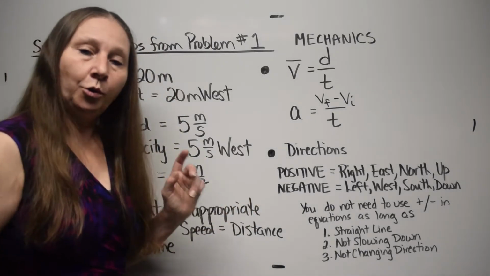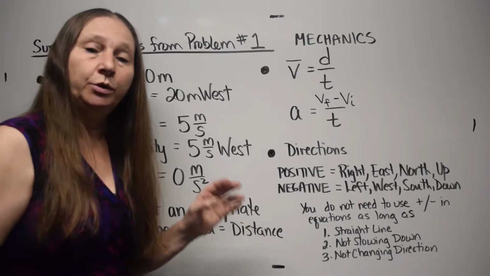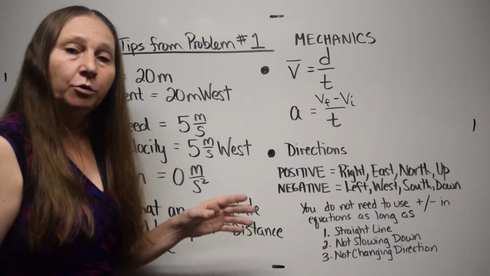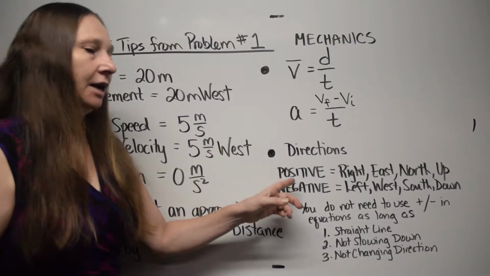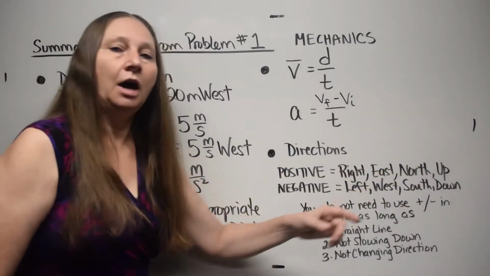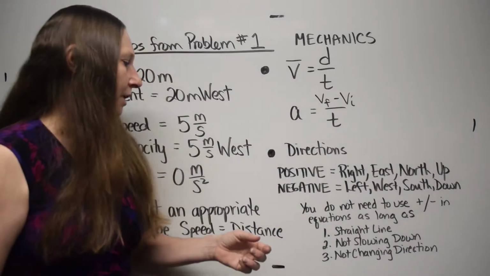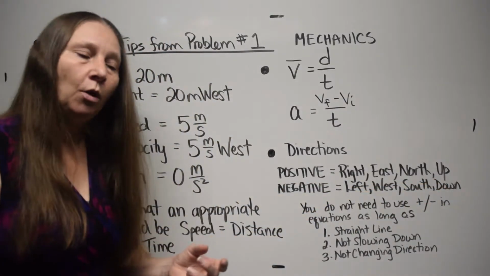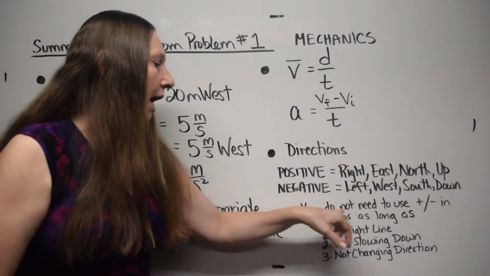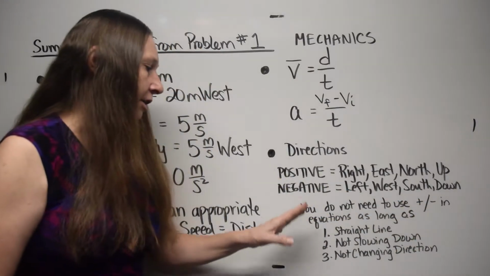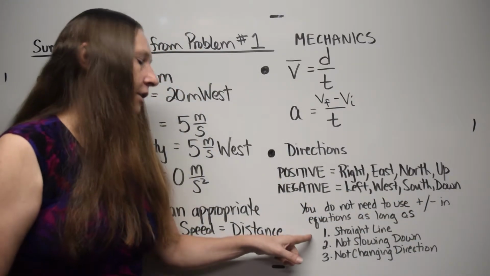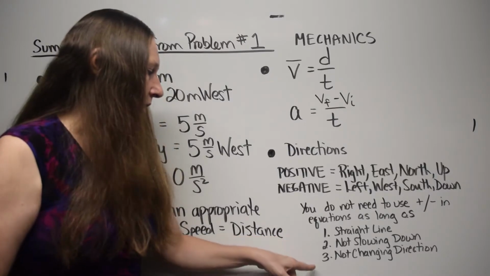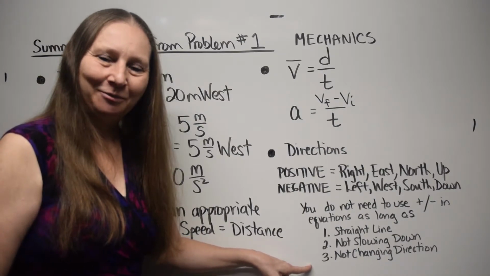Finally, just a word quickly about directions, which we will get into in much more detail in later physics videos where the problems are more difficult. But for now, the positive directions: east, north, up, and counterclockwise. The negative directions: left, west, south, down, and clockwise. Now, you do not need to use positive or negative in an equation as long as the object is traveling in a straight line, it is not slowing down, and it is not changing direction.